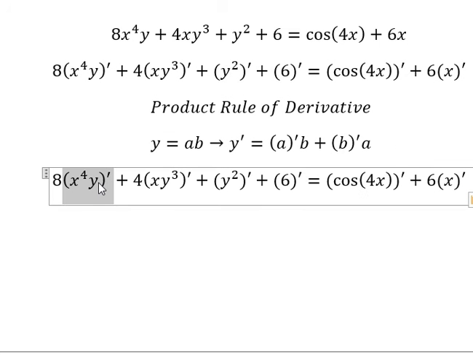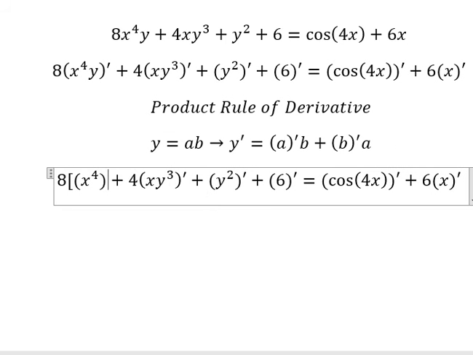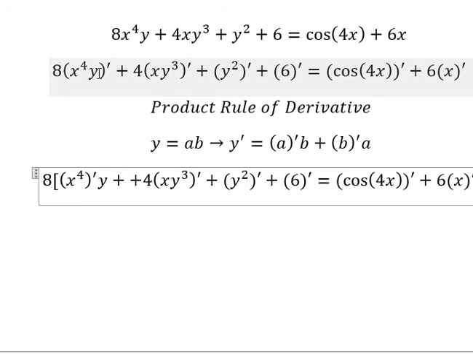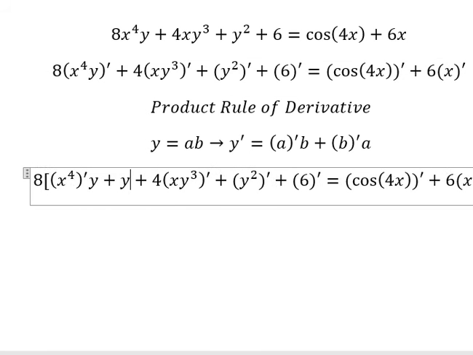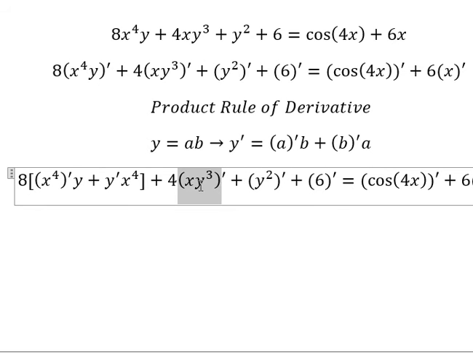So for this one, we need to do the first derivative of x to the power of 4 multiplied by y. Later, we do the first derivative of y multiplied by x to the power of 4. Now we do similar for this one.